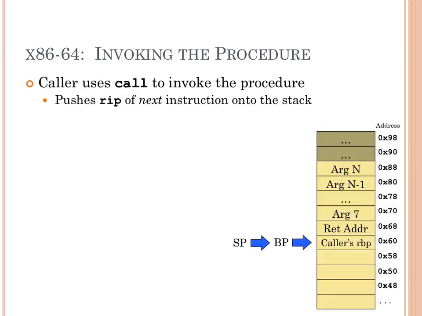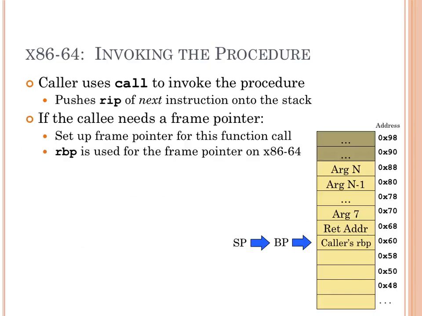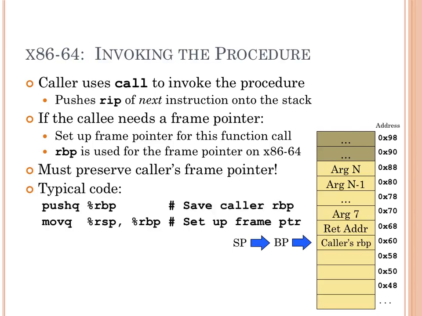Let's see, use call to invoke the procedure. So notice that pushes the return address onto the stack. And if the callee wants a frame pointer, we talked about frame pointers. If we're using the stack, then you can use RBP for that. Now, this is an example where we need to save the old value because the caller might have been using RBP. Okay, so we push it onto the stack, and so we end up with code like this frequently. Push the old value onto the stack, set up my frame pointer. Okay.